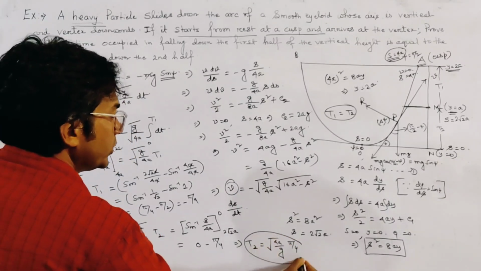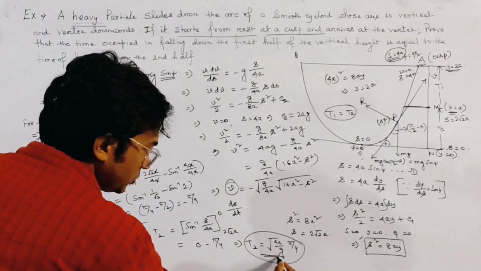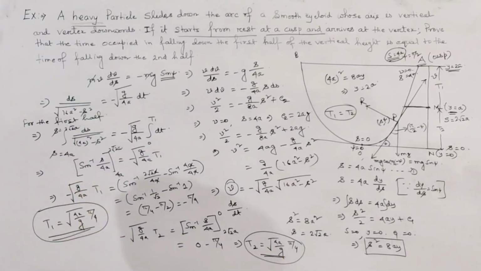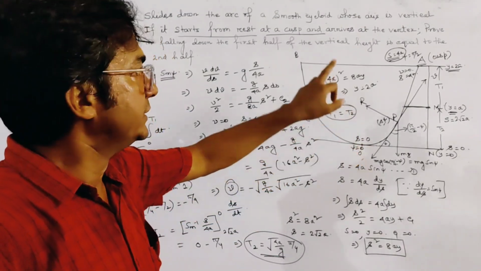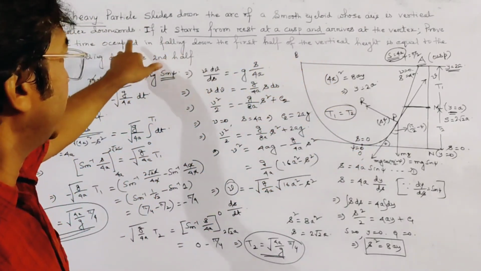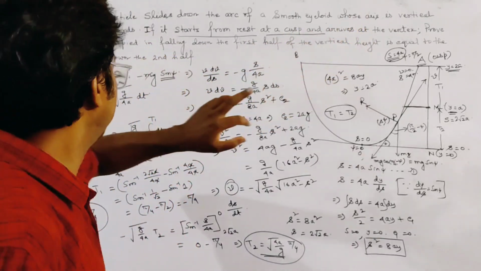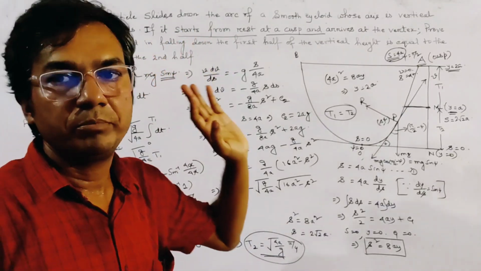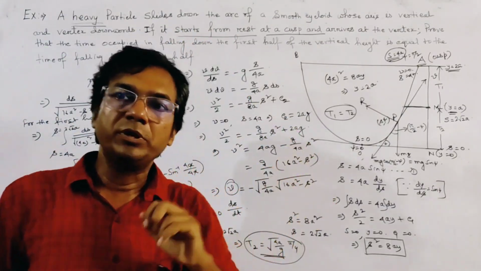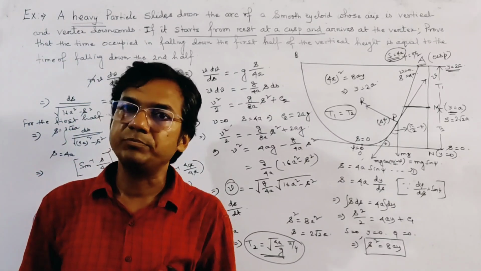Okay, so we get the value of t1 and the value of t2, and from both values we say that t1 is equal to t2, that is, the time in falling down the first half of the vertical height is equal to the time of falling down the second half. Okay, this problem is also from your previous year question paper.